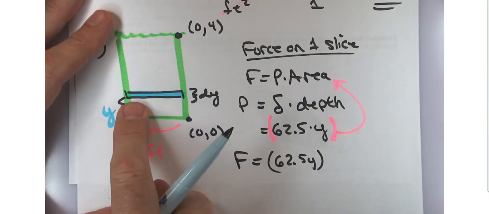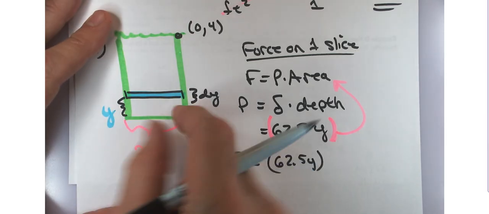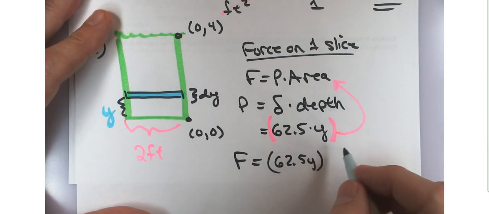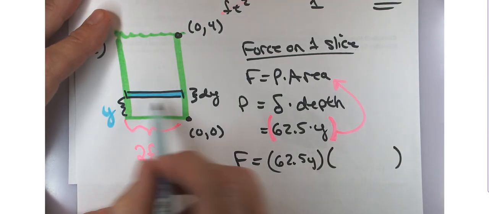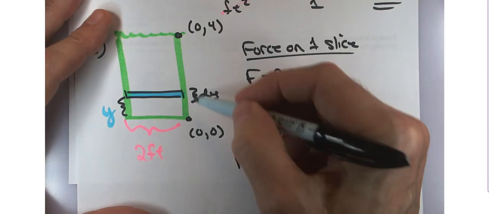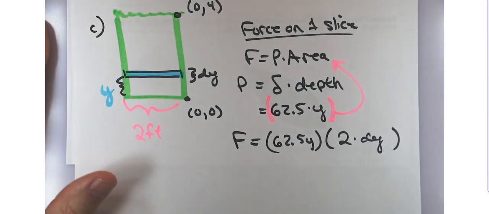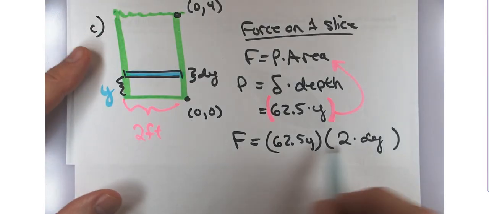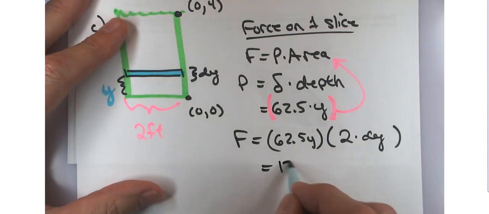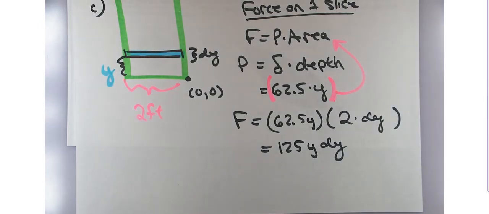Now we need to find the area of this little strip here. Well, the area is just going to be the width times the height. So let's find the area. What's the width? 2. What's the height? dy. So 2 times that's going to give me 125 y dy. That's the force on one slice.